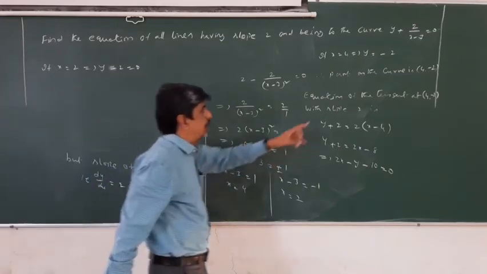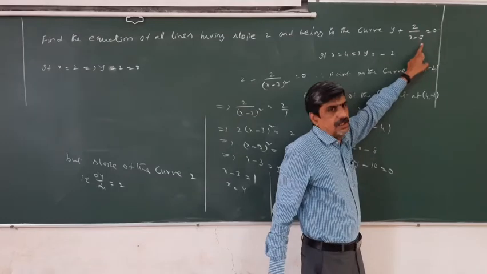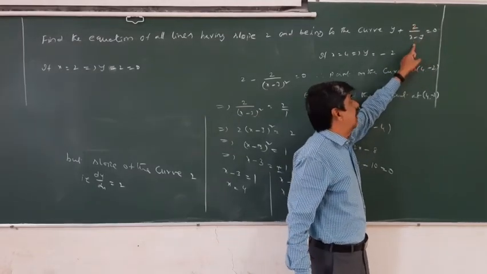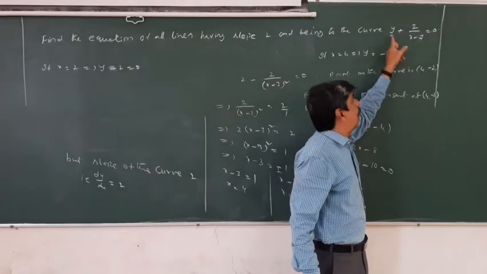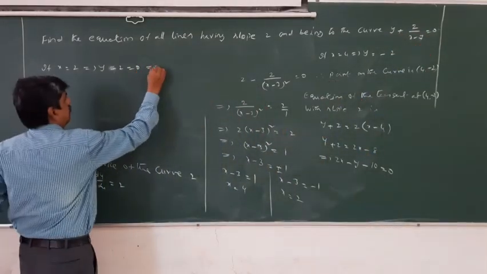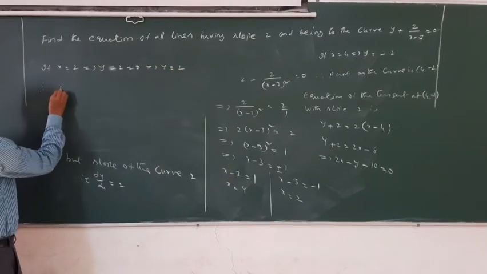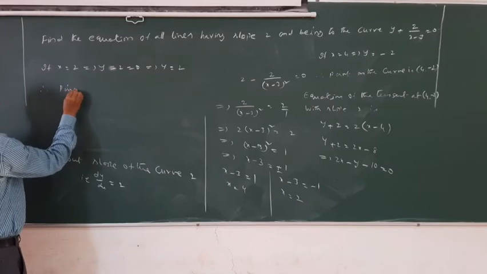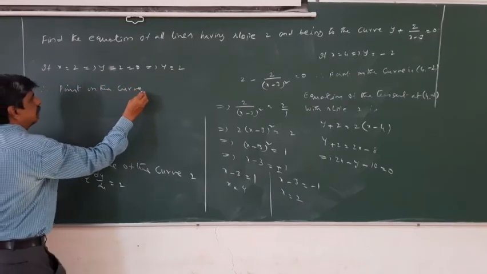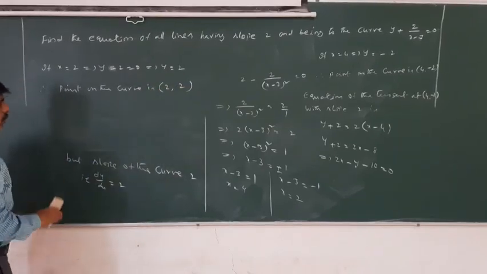So substitute x is equal to 2 here. 2 by 2 minus 3. So 2 minus 3 means minus 1. 2 by minus 1 means minus 2. So y minus 2 is equal to 0. This implies y is equal to 2. Therefore, the point on the curve is x is equal to 2, y is equal to 2.